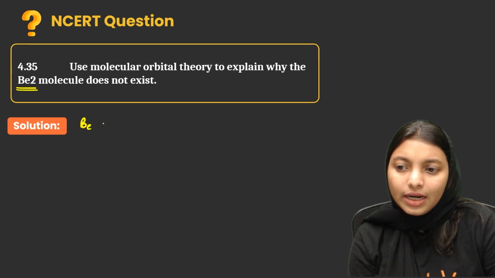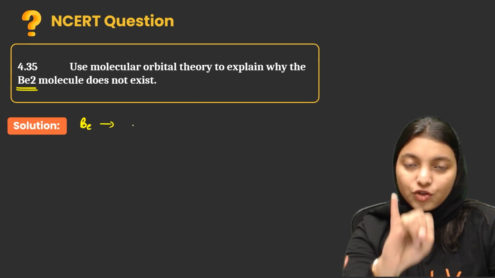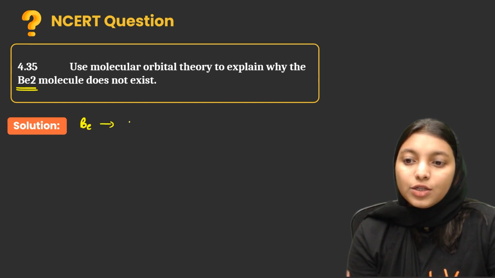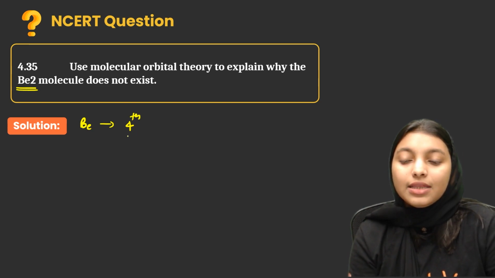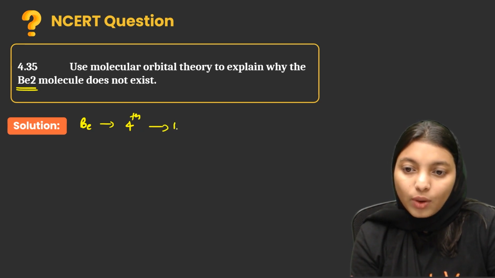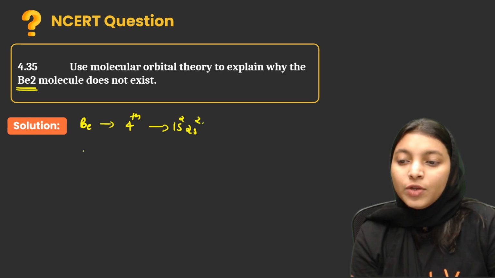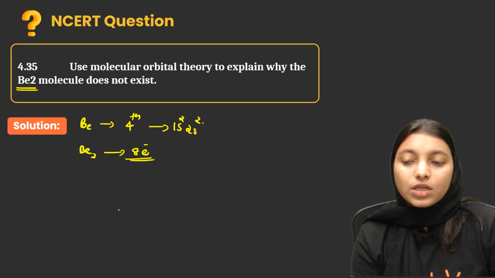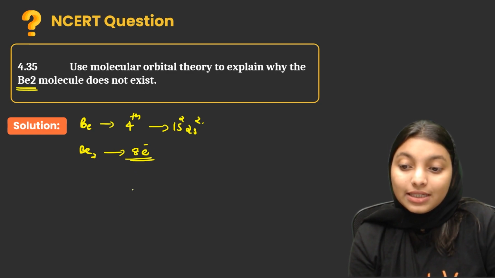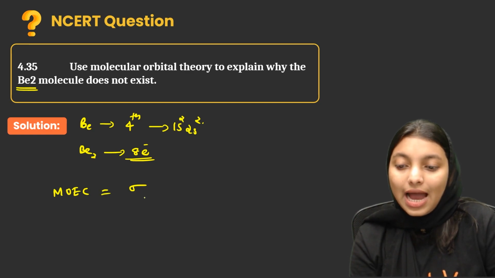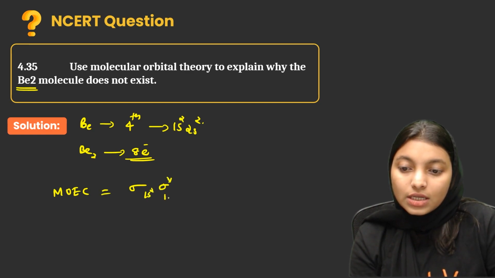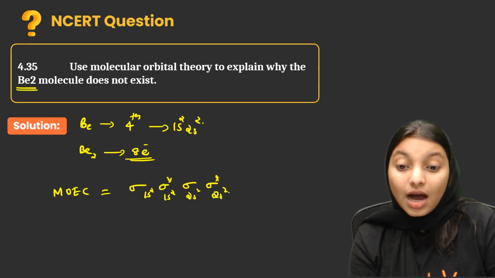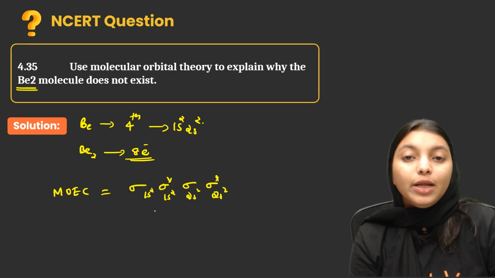So we know beryllium is the fourth element in the periodic table: hydrogen, helium, lithium, beryllium. So it will be 1s2, 2s2. So for Be2 in total we will be having 8 electrons. According to molecular orbital theory, we can write its molecular orbital electronic configuration as sigma 1s2, sigma star 1s2, sigma 2s2, sigma star 2s2. This is how it will be looking.